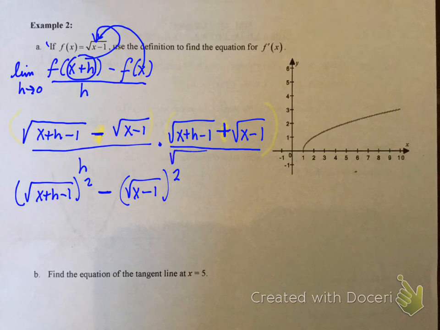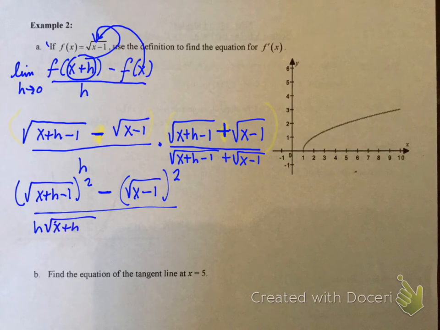And in the bottom, by the way, I can't leave that just alone. I have to put the same thing because it's like multiplying by 1. I get h times the square root of x plus h minus 1 plus the square root of x minus 1. Okay? All right, so let's see what this looks like.